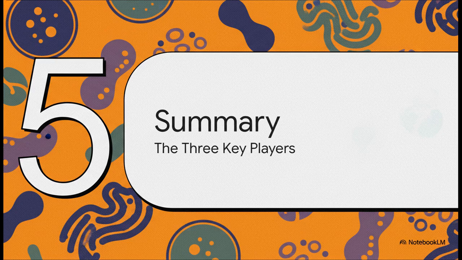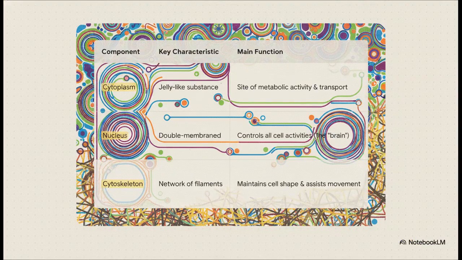Now, before we finish up, let's just quickly summarize the 3 key players that run our amazing cell city. So, the main takeaway is to remember their roles. The cytoplasm is the active environment, the city ground where all the work gets done. The nucleus is the double-walled brain, or city hall, controlling absolutely everything. And the cytoskeleton is the internal network, the city's framework that gives it shape, support, and a way to move.